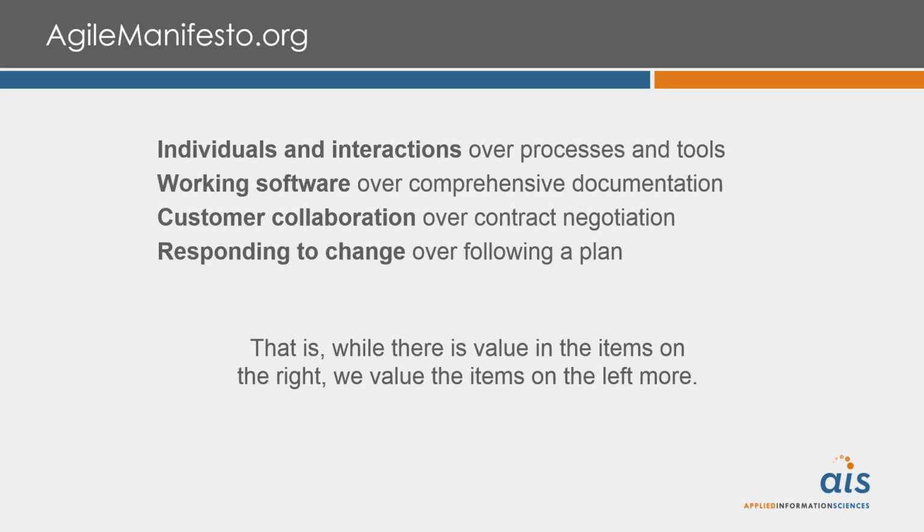And that is, while there's value in the things on the right, the things on the left, we value those more. We're concerned about those more because those lead to providing the right software, the right solutions to the right problems at the right time. All right? It's not saying that things like comprehensive documentation or documentation as a whole isn't important, but that the working software that we're tasked with delivering is probably more valuable. And we want to keep that in front of us. Same thing with customer collaboration, contract negotiation.